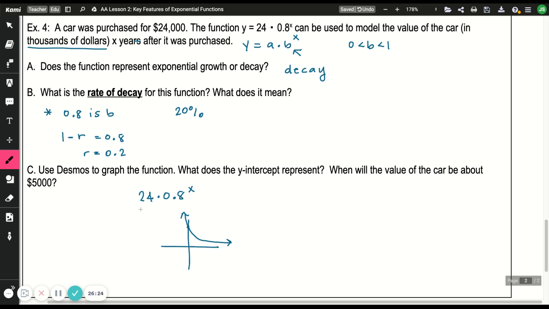This is in thousands, so you're not looking for 5,000. You're looking for when it is 5. So 1, 2, 3, 4, 5. You'd look over here and ask, how many years did it take? These are your years down here. How many years did it take until my car was worth $5,000, which is 5 on the graph? So we can go over that one in class, and I'll actually pull up Desmos and show you that one.